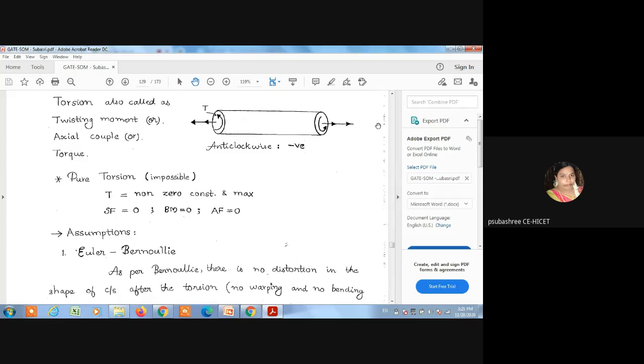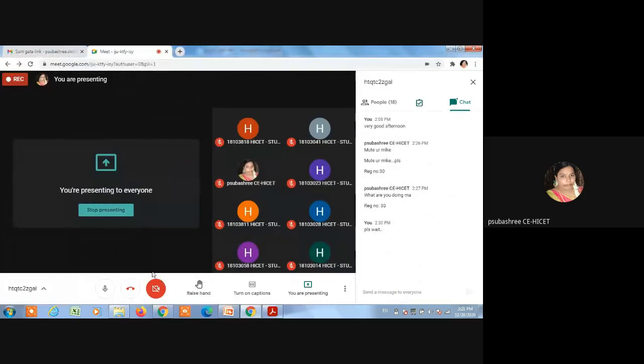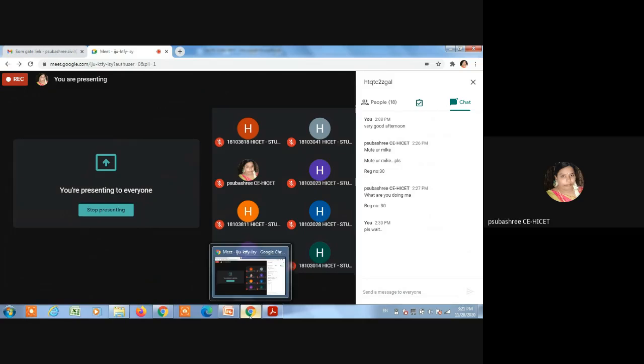So now we are going to discuss some important GATE questions from solid mechanics.